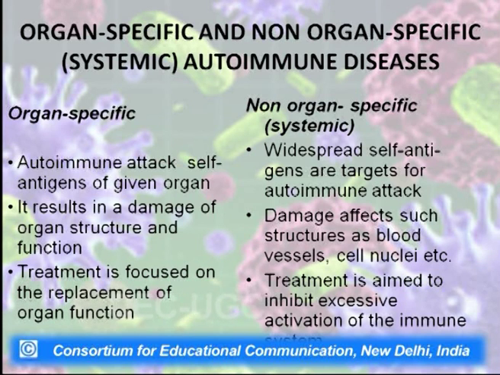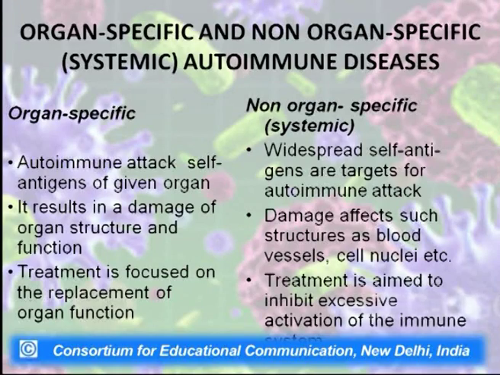However, in case of non-organ specific or systemic diseases, what happens is the widespread self antigens are targets for autoimmune attack. The damage can affect such structures as blood vessels or cell nuclei. Now, for example, when they start affecting the blood cells, what will happen? It will cause the deposition of immune complexes at various places, leading to blockages. Now, blockages in the blood vessels will cause hemorrhages, or it can also lead to a total heart failure, or maybe sometimes strokes also. So, the treatment is mainly aimed to inhibit excessive activation of the immune system.